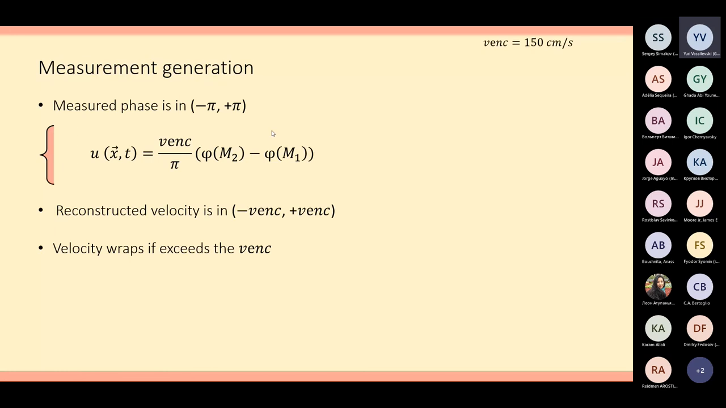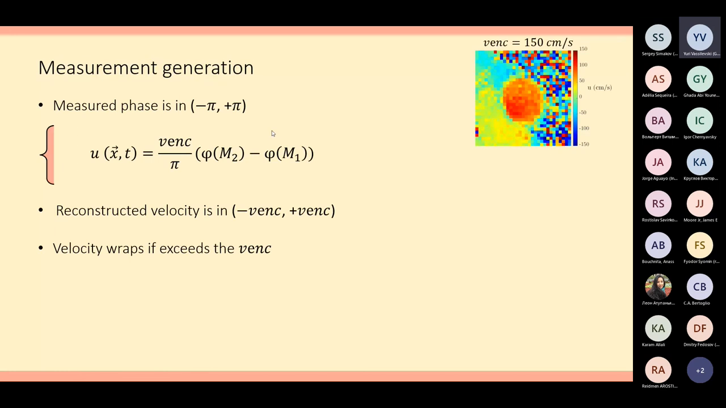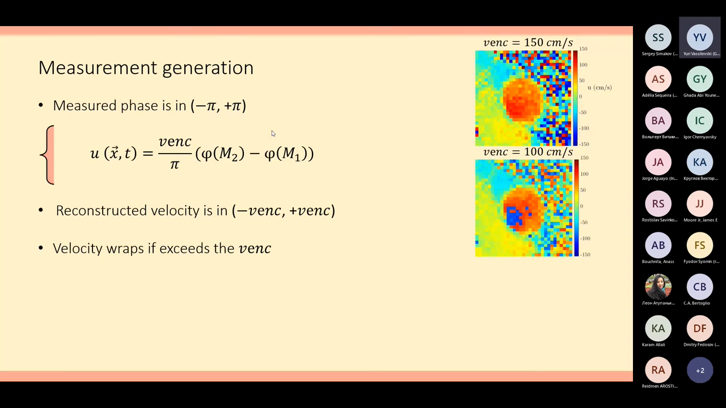Now I'm showing here some real data for an ascending aorta slice. This is how the velocity image looks for a VENC of 150 centimeters per second. If we go for a lower VENC, let's say 100, then we have this wrapping of the velocity, or aliasing in the velocity.